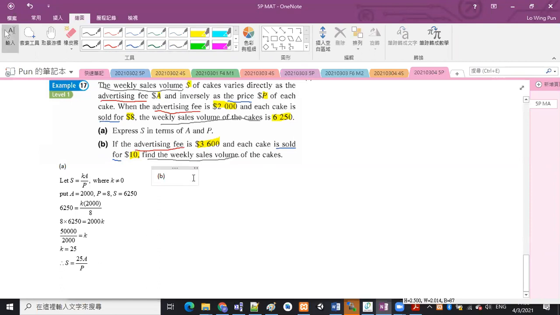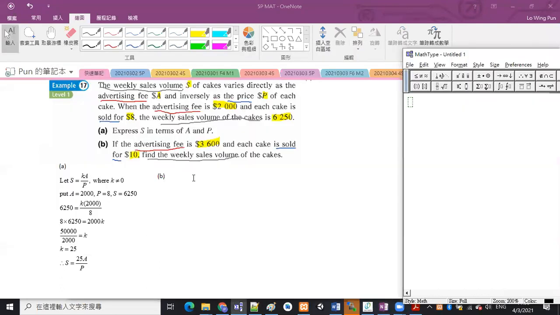So when A is equal to 3,600 and P is equal to 10, we need to calculate the value of S. S is calculated by our formula, 25 times A divided by P. And this is a pure number, so you may just use the calculator to find this to be 9,000. Am I correct?